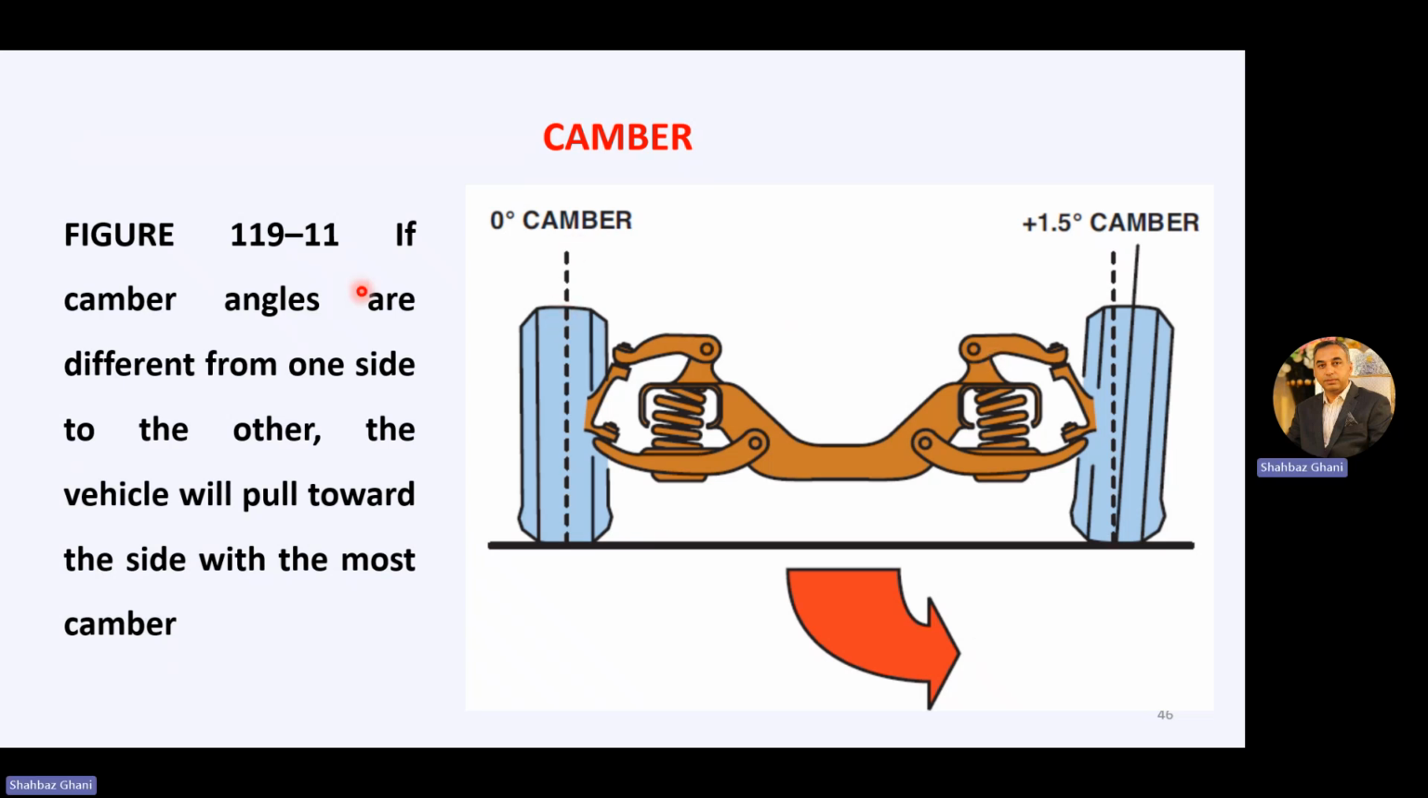Here in this figure, if camber angles are different from one side to the other, the vehicle will pull towards the side with the most camber angle. Let's suppose we have a vehicle in which the front wheel has a 0 camber angle, and here we have a plus 1.5 degree camber angle. So the vehicle will pull in this direction. So both tires should have the same camber angle.